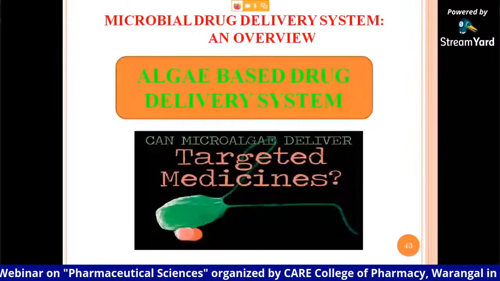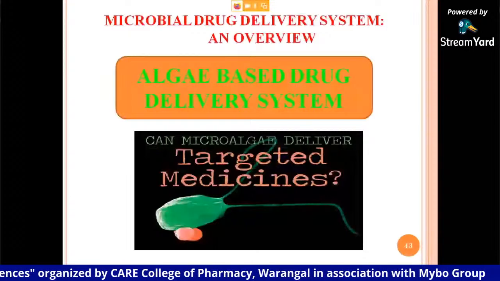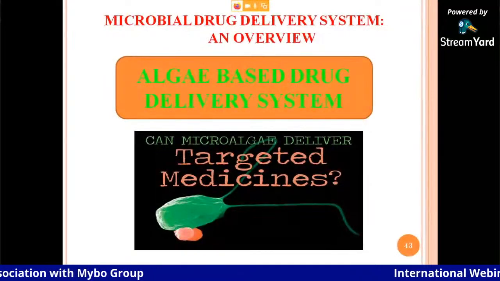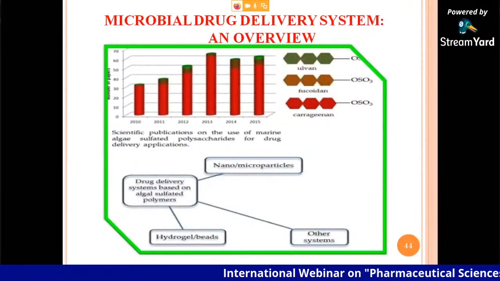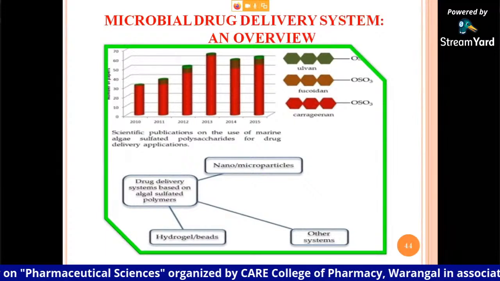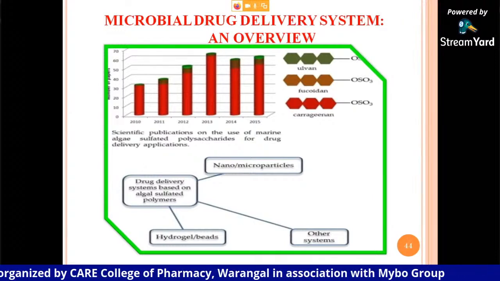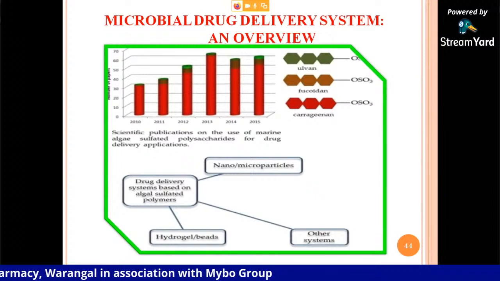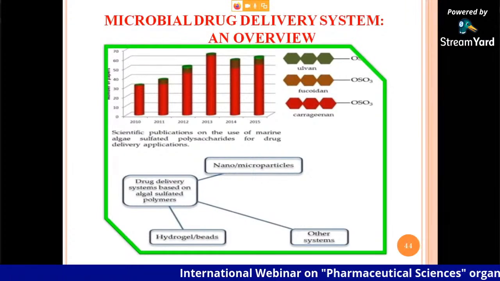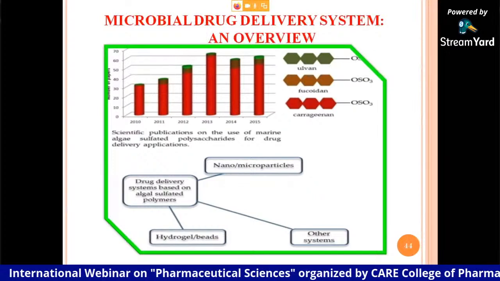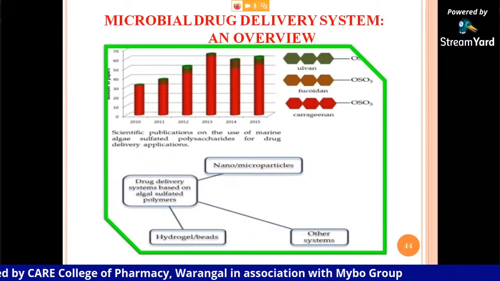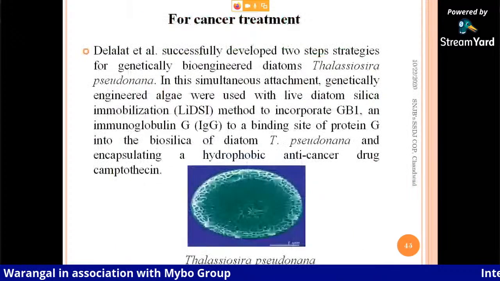Now, similar to viruses, even algae are not far behind. But the research on algae for targeted medicines is very restricted compared to bacteria, but nevertheless they are also at the forefront. This is statistical data of scientific publications where marine algal derivatives are utilized for drug delivery systems based on sulfated polymers, utilized as nano- as well as microparticulates, hydrogels, beads and other systems. So like vaccines, they can be used. From 2010 to 2015, it is slowly increasing. This indicates that microbial drug delivery systems are gaining popularity, whether bacteria or viruses or algae.